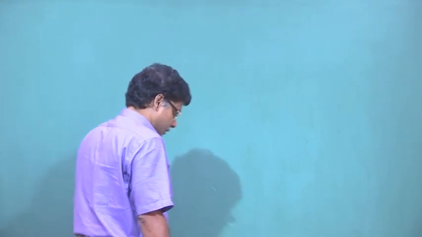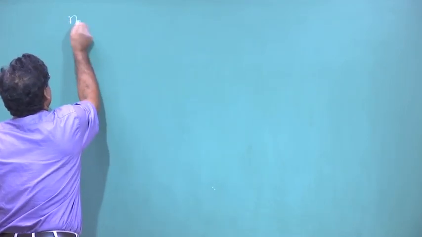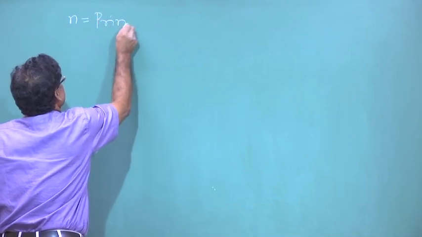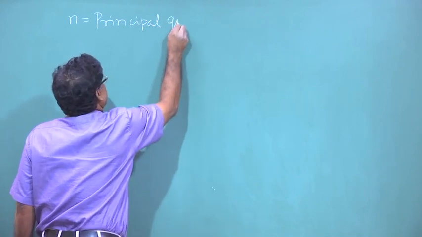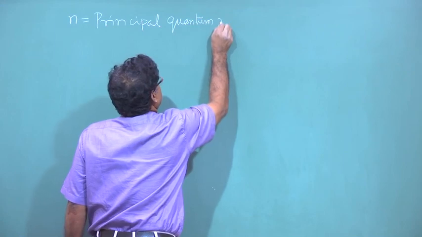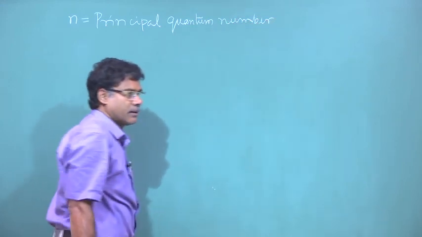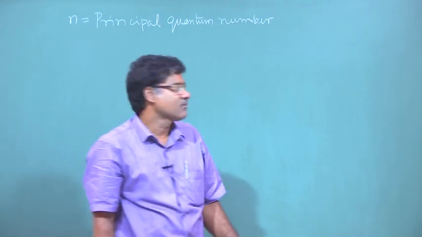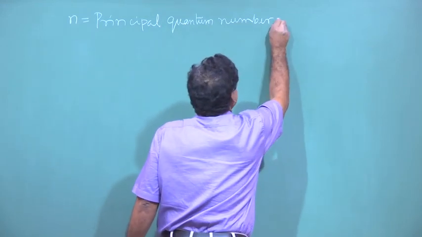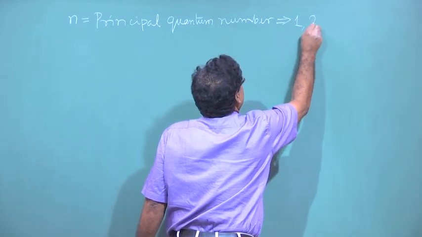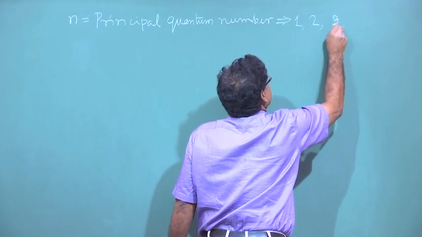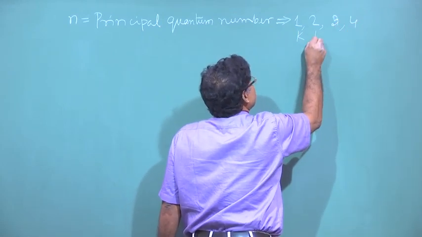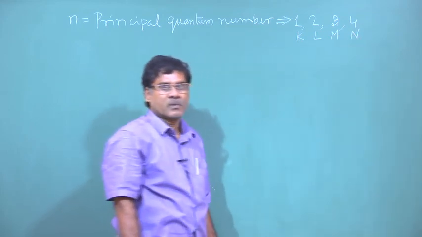So, we will start considering the spin angular momentum. So far, what are the quantum numbers we have seen? That is n, the principal quantum number. It can take value 1, 2, 3, 4, 5 and the corresponding shells are 1, 2, 3, 4, 5 etc. And these we call K shell, L shell, M shell, N shell, right.